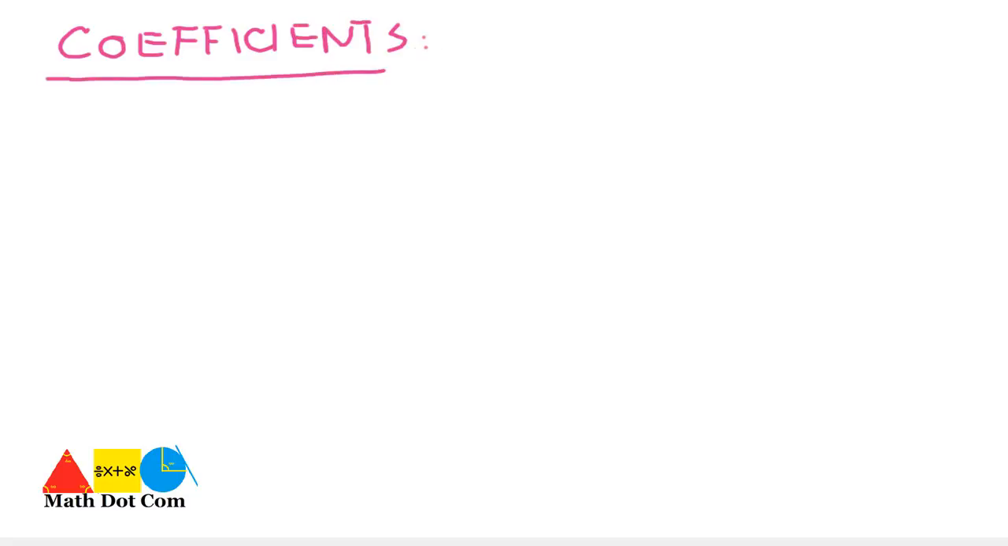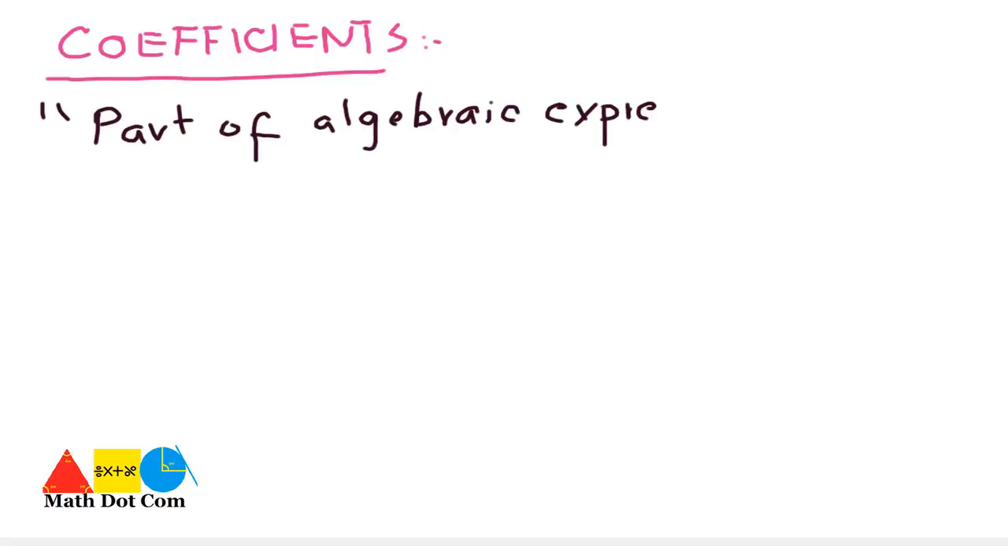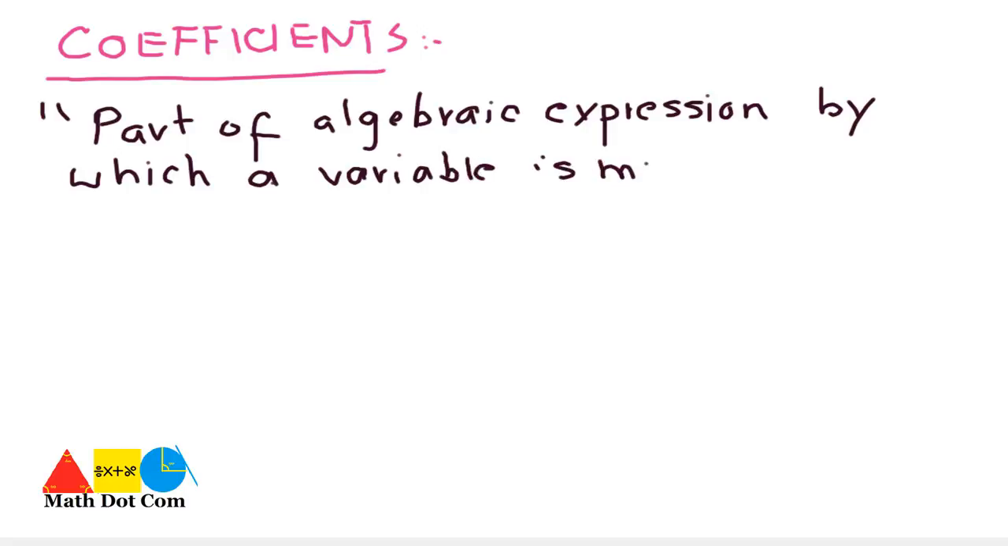Now we will see what coefficients are. Coefficients are defined as the part of an algebraic expression by which a variable is multiplied. Okay.